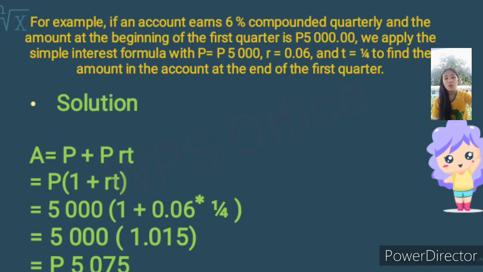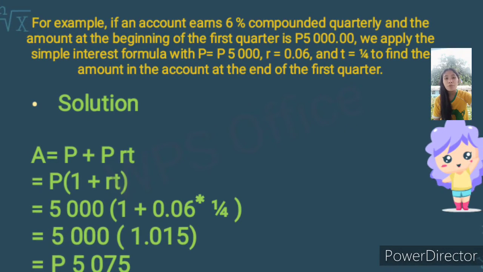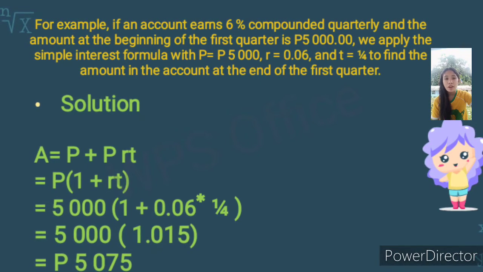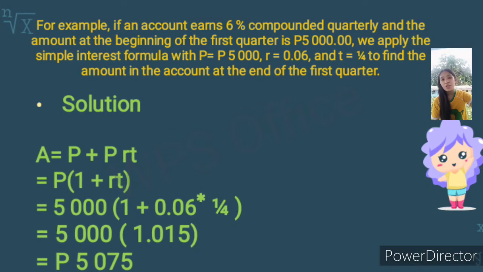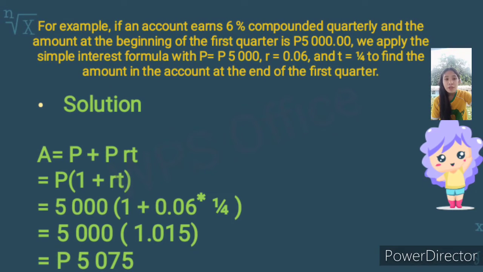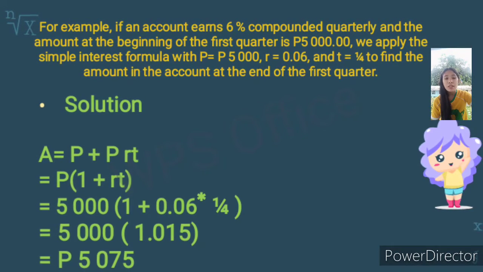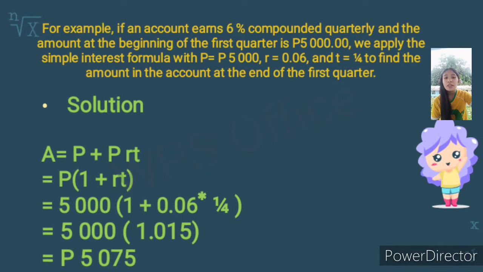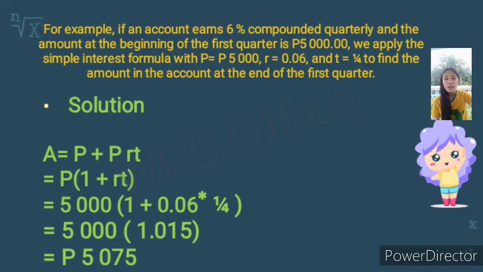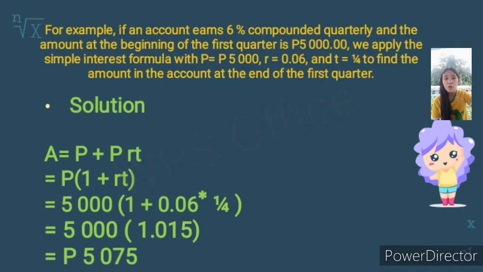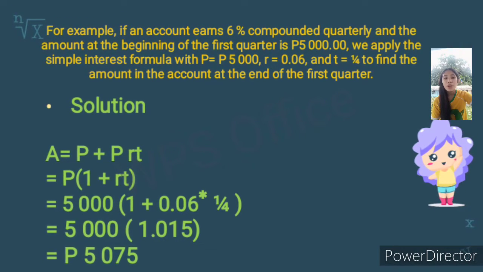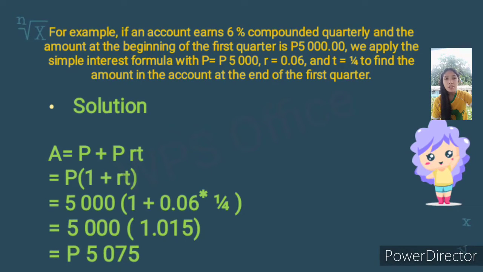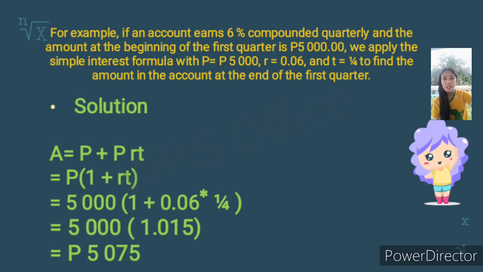So the solution goes like this. A = P + Prt = P(1 + rt) = 5,000, which is the value of P, times (1 + 0.06 times 1/4) = 5,000 times 1.015 = 5,075 pesos. So, 5,075 pesos is the answer.